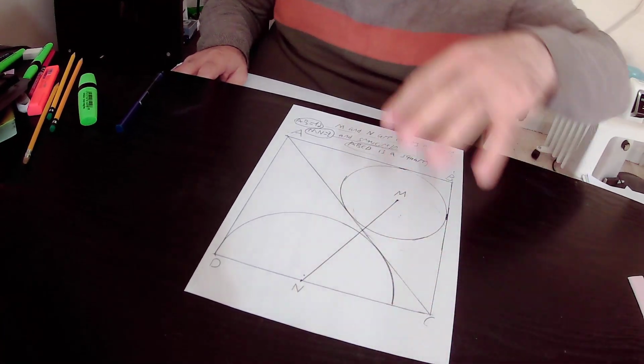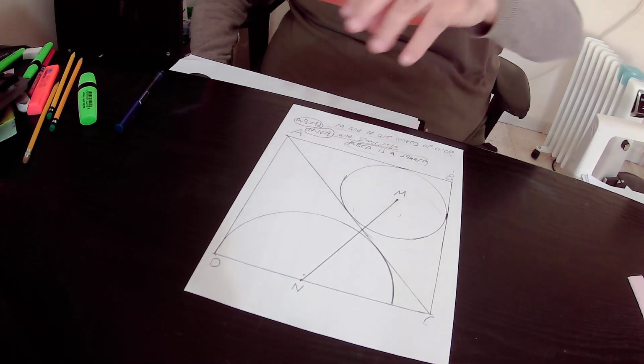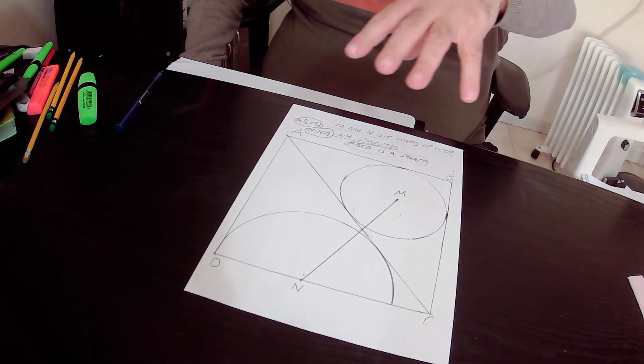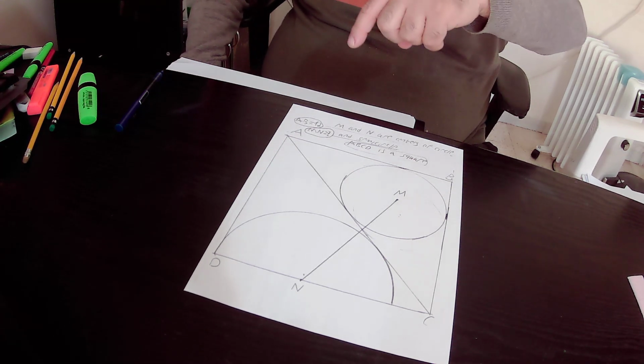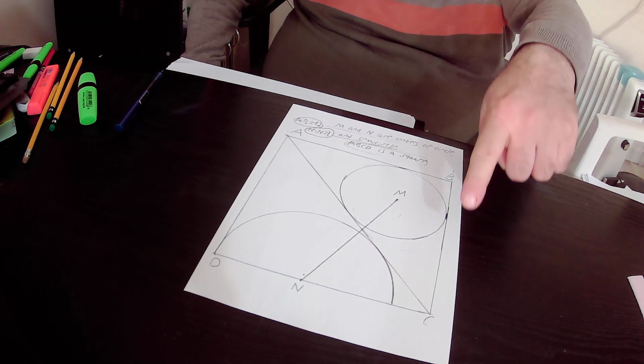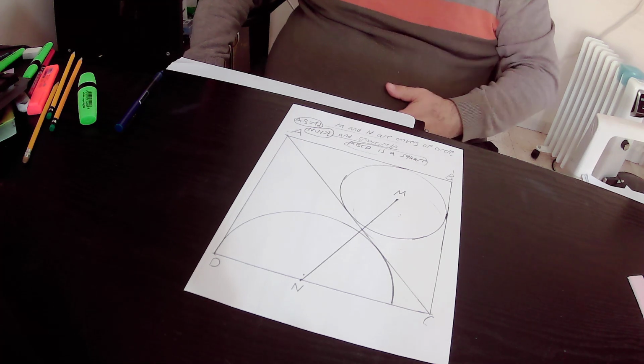Hello, in this lecture we will find out the length of line segment MN. In the drawing we have square ABCD. We know that one side of square ABCD is equal to 12 units. That is to say AB equals BC equals CD equals DA equals 12 units.